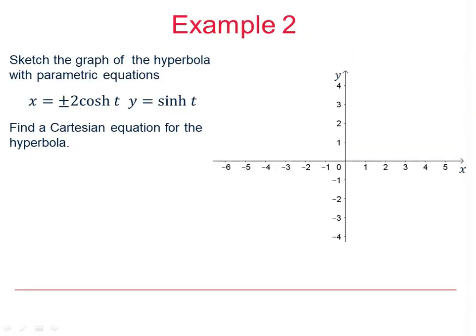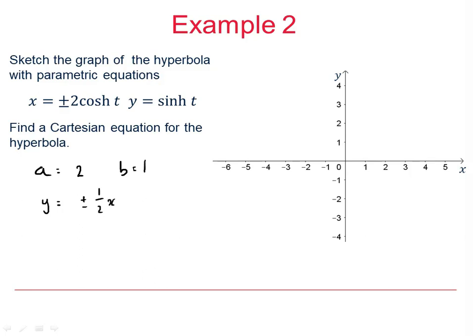In the second example then, we're asked to sketch the graph of the hyperbola with the given parameters x is equal to plus or minus 2 cos t and y equals sin t. Well, immediately from those parameters, the first one, x equals plus or minus 2 cos t, implies that a must be equal to 2, and the second one we have that b is equal to 1, and therefore the asymptotes are at y is equal to plus or minus b over a x, so that's 1 over 2 x. In other words, y equals plus or minus a half x.